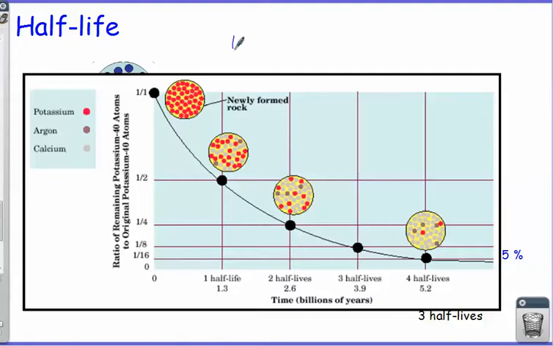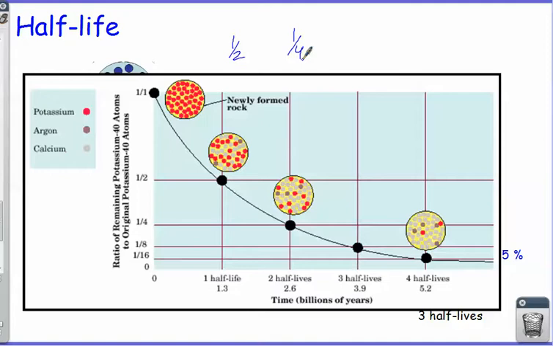So 1/2 is still radioactive, 1/2 is no longer radioactive. After two half-lives, now we have half of the half, which is a quarter, remaining radioactive. And then the other 3/4 are stable. And so on and so forth.